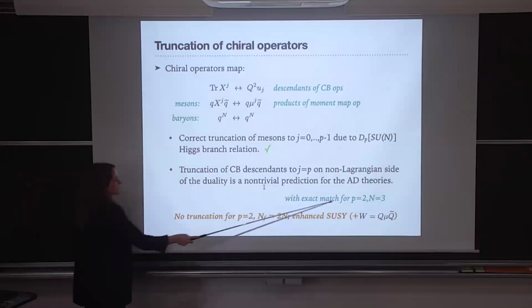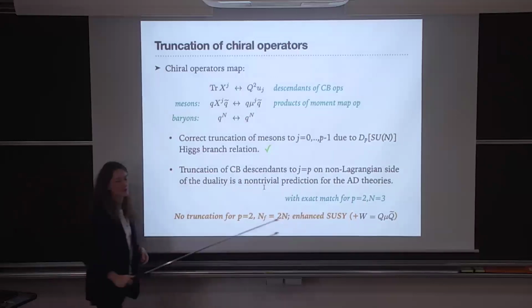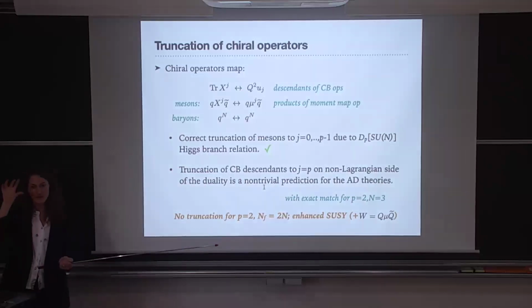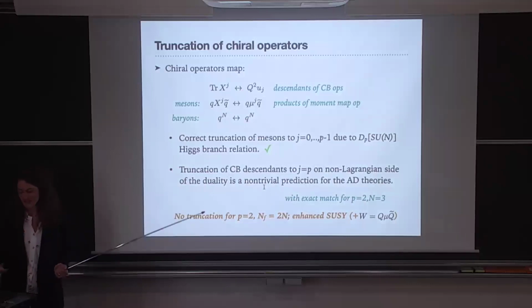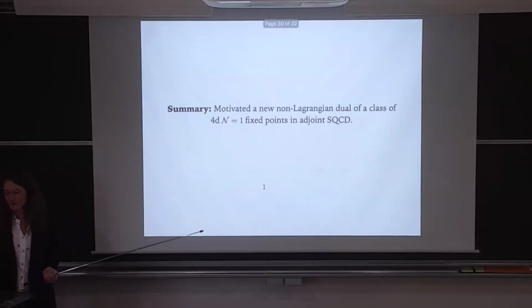But again, everything I just said exactly matches for this case of p equals 2, n equals 3. So at least the minimal such case truly is a duality. I think there's no ambiguity whatsoever. Everything is totally explicit on either side.